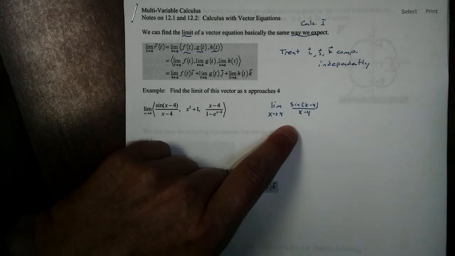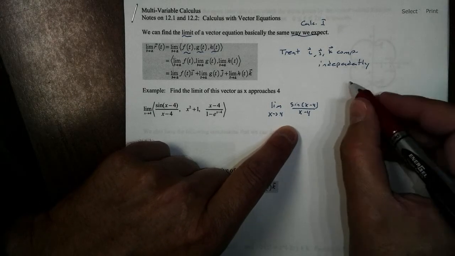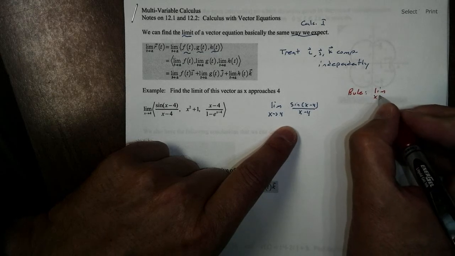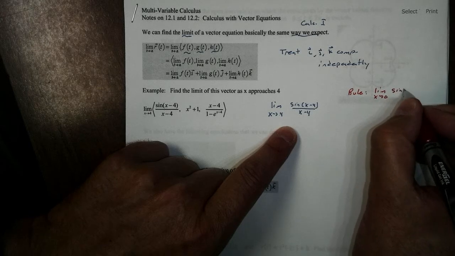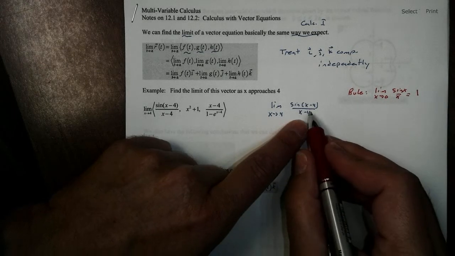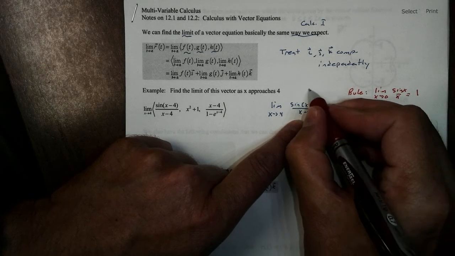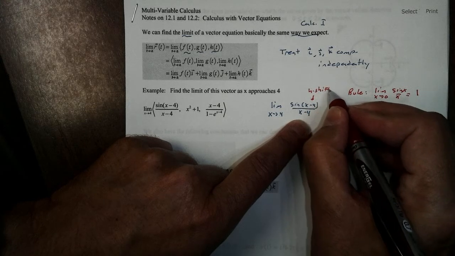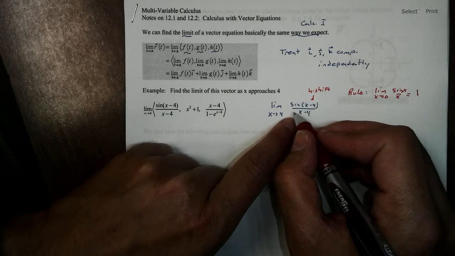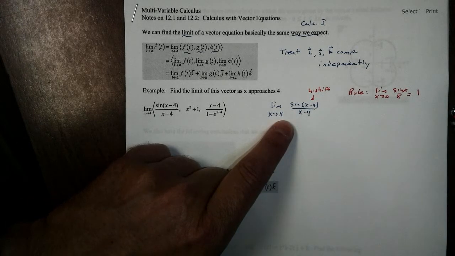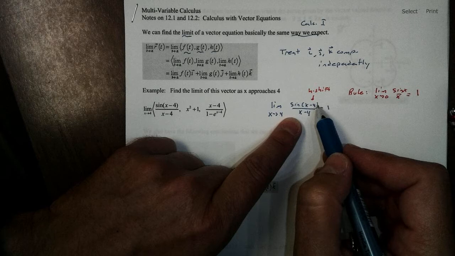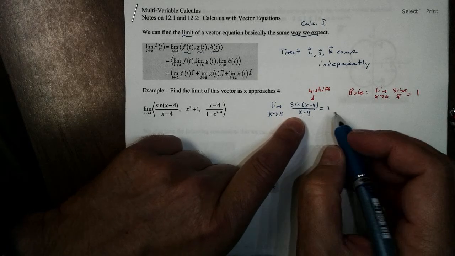Now this may look a little hard for you, but maybe you might recall a rule from calculus that says the limit as x approaches 0 of sine of x over x is 1. Well, this x approaches 4 is just a horizontal shift. If we shift this back to the left 4 units, this will become 0, and that will become 0. So this is just equal to 1. Now, if you don't remember this rule, that's okay. We're going to talk about another way we can solve this in just a few moments.